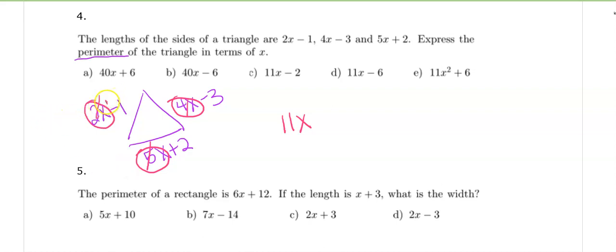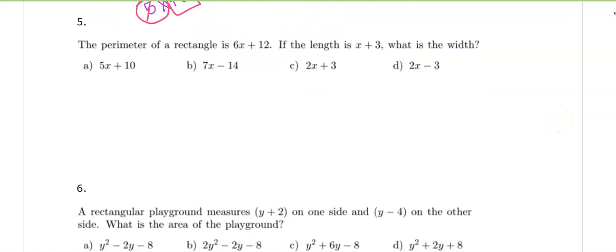So then I'm going to go to my other one. I'm going to combine all of these same last names. Negative 1 minus 3 is negative 4. Plus 2 is negative 2. So my answer would be C. When I combine all these together, I get 11x minus 2.